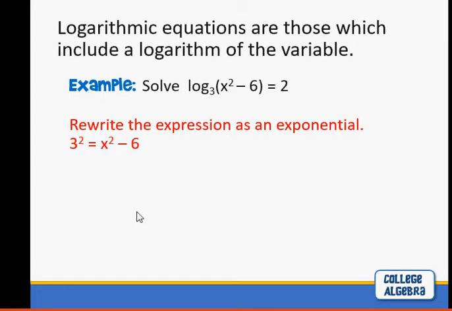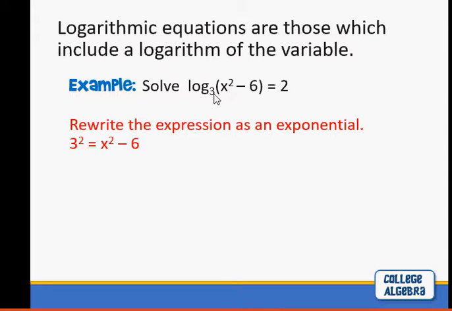Over the years, I think I've finally decided it's a lot quicker just to rewrite the log as an exponential. If you can remember the definition of logarithm, you take the base raised to this number equals the inside. So 3 squared equals x squared minus 6. So again, two ways of arriving at that equation. Doesn't matter to me which you use, as long as you pick one and you understand it. They're both equivalent to the definition of logarithm, being the inverse of the exponential.